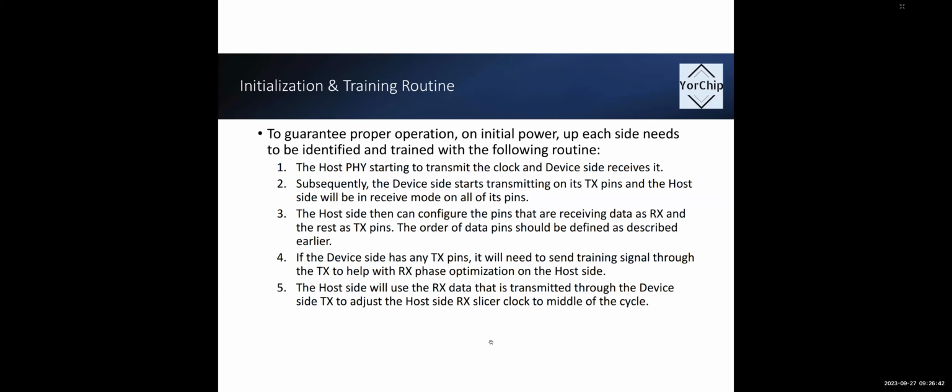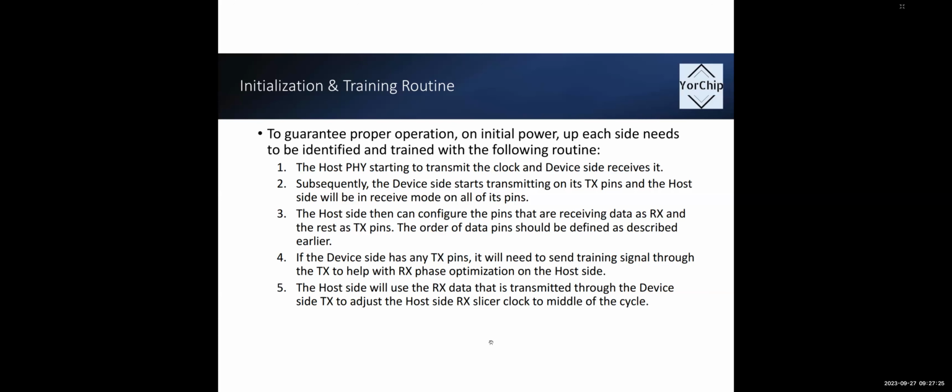After that clock is established, the device side starts transmitting on its TX pins, and the host side will be receiving on all of its pins. So pretty much waiting in a hearing-back type of mode. Whichever pin it starts receiving a signal on, it will count as an RX on the host side. Anything that it doesn't receive a signal on, it assumes it has to transmit on. So that's basically number 3. That way we can negotiate which pins are transmit and which pins are receive.